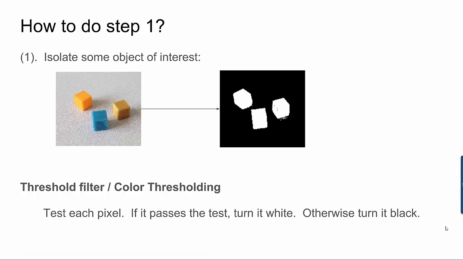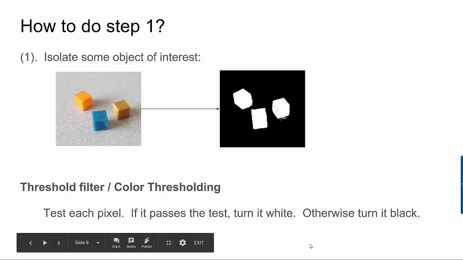The first idea is, well, both ideas are threshold filters. You're going to loop through every pixel in your input image, and then you're going to run some test on the pixel. If the pixel passes the test, then you'll turn it white, otherwise you'll turn it black. This is a whole family of techniques, and the big question is what different kinds of tests might you want to run on that pixel?